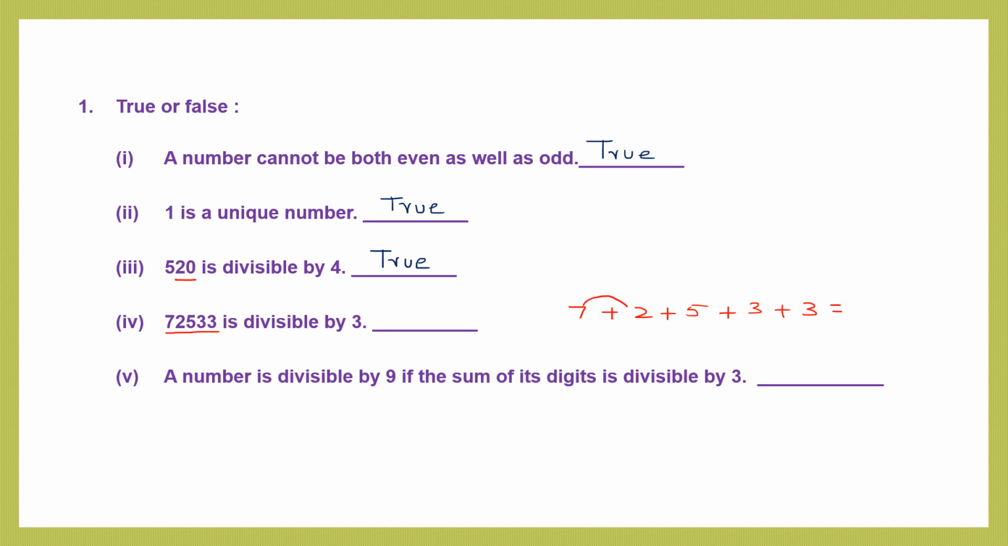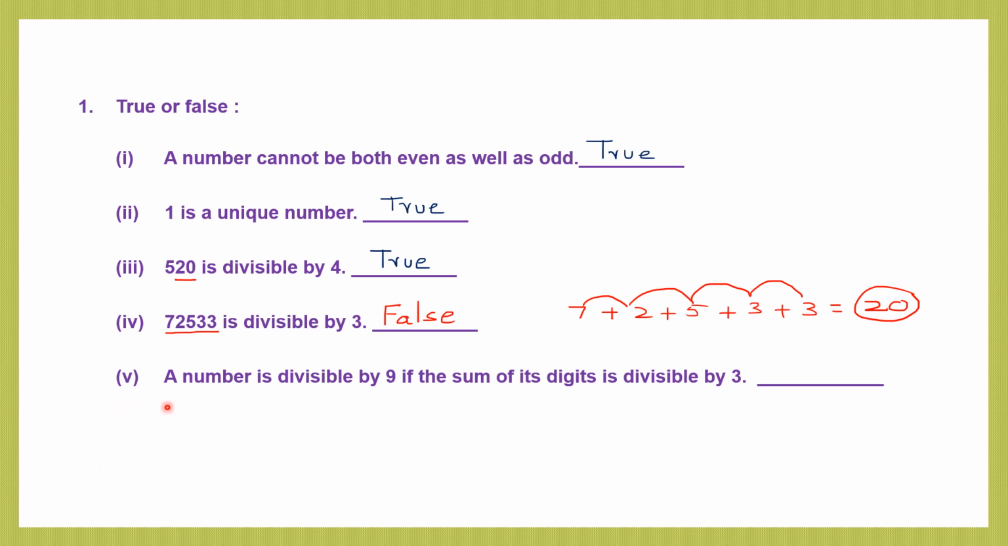7 plus 2 is 9. 9 plus 5 is 14. 14, 15, 16, 17, 18, 19, 20. So we get 20, and as you can see 20 is not in the tables of 3. So this statement is false. The statement said that that number is divisible. It is not divisible. So this statement is false.